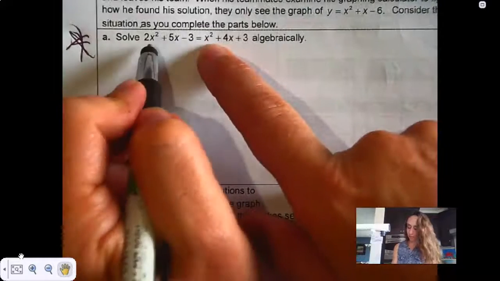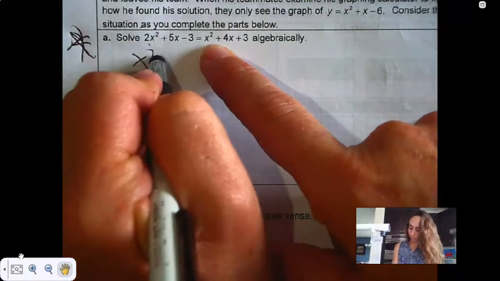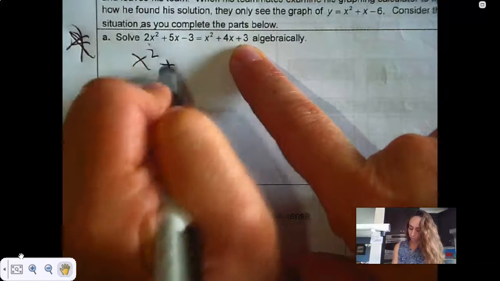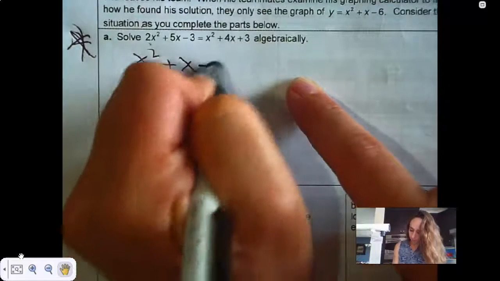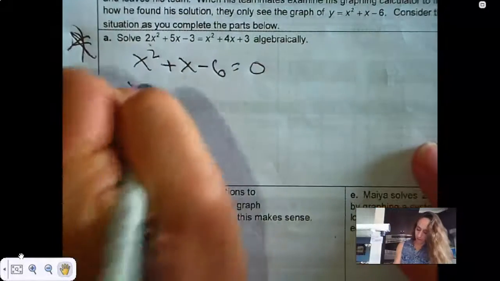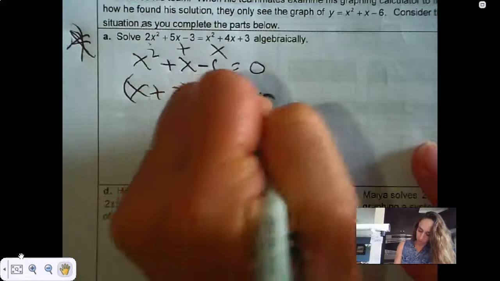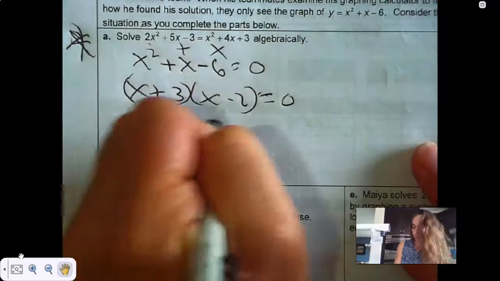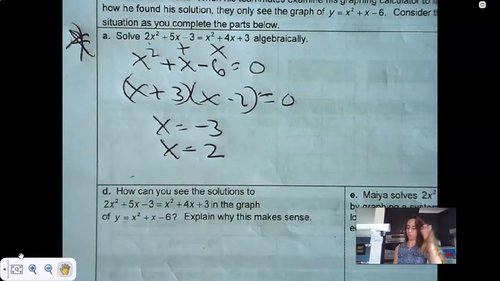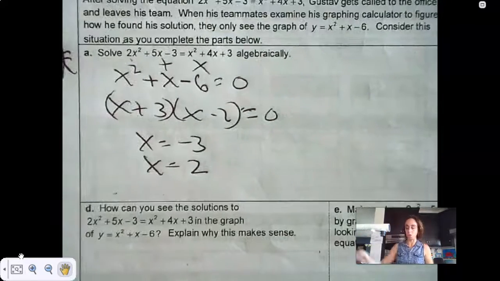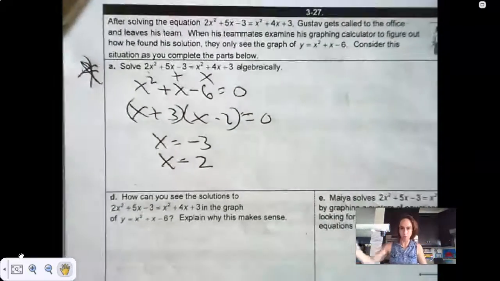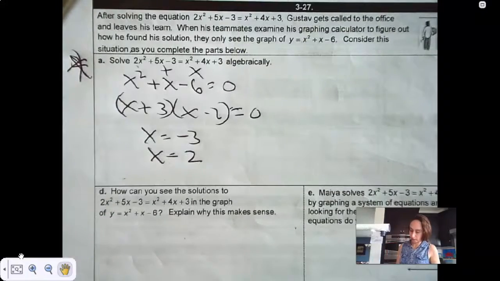So if I set it equal to 0, I move the x squared over, I move the 4x over, and I move the 3 over. And now I get (x + 3)(x - 2) = 0, two numbers that multiply and add. So x = -3 and x = 2. Okay?